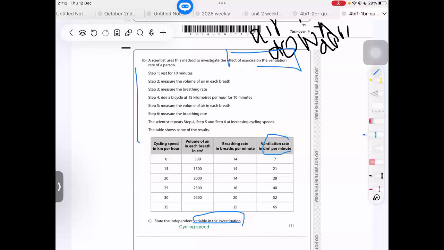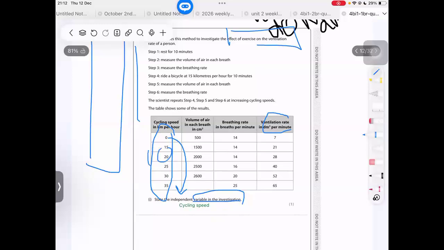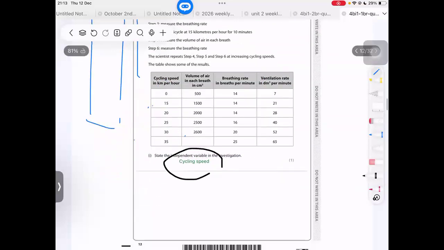Independent variable is the variable which does not depend on any other value. For example, it is the one that we are setting, and all the other variables depend on it. So what is the value that we are determining? We are the ones determining the cycling speed. If we want, we can increase the cycling speed from 0 to 10, then 10 to 30, rather than in increments of 5, we can go with increments of 10 if we like. Right? So it's the one which we are determining. Therefore, the cycling speed is the independent variable in this investigation.